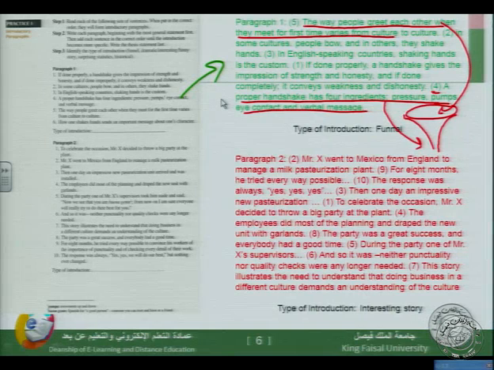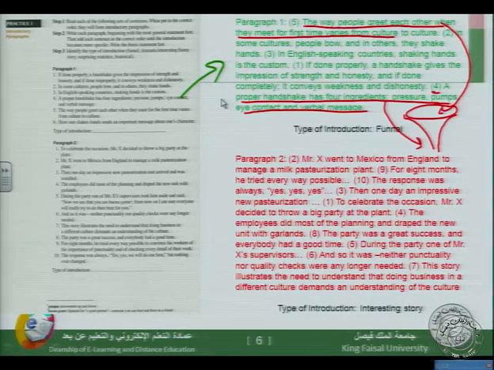Well, I wrote it in short. And the last one: this story illustrates the need to understand that doing business in a different culture demands an understanding of the culture. Okay, what is the type of this introduction? Is it a funeral? It's an interesting story. So this story actually illustrates the need to understand that doing good business in a different culture demands an understanding of the culture itself.